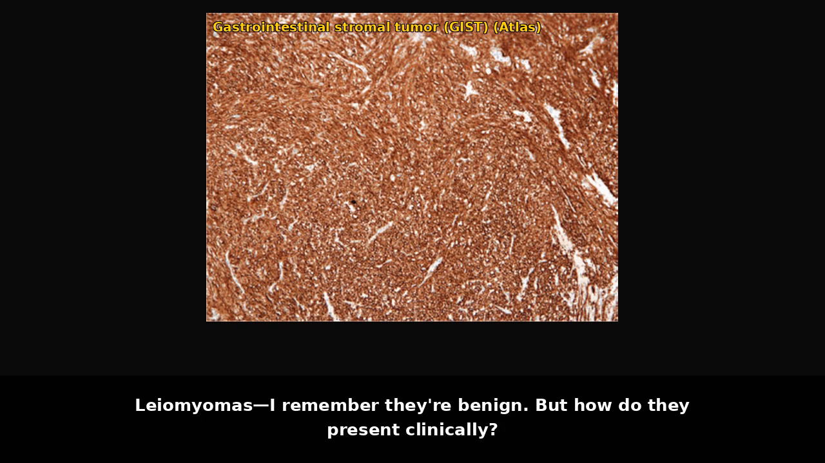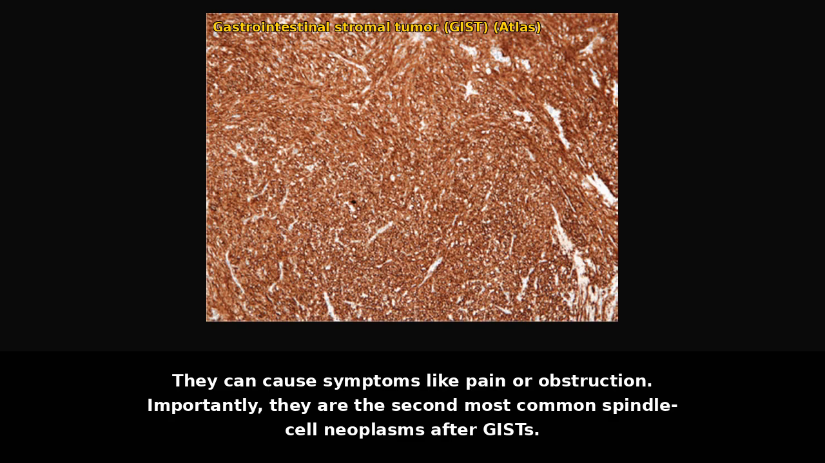Leiomyomas. I remember they're benign. But how do they present clinically? They can cause symptoms like pain or obstruction. And importantly, they are the second most common spindle cell neoplasms after GISTs.